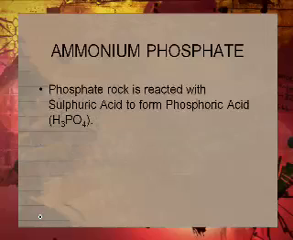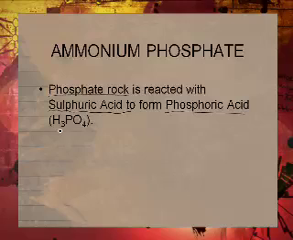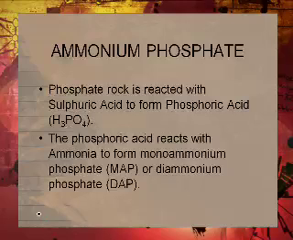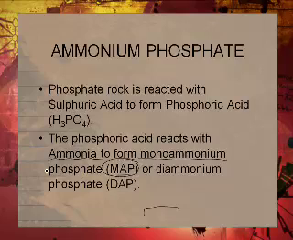So what happens is that the phosphate rock is reacted with sulfuric acid to form phosphoric acid, H3PO4. And this phosphoric acid then reacts with ammonia to form monoammonium phosphate, which is abbreviated MAP, or diammonium phosphate, which is DAP.